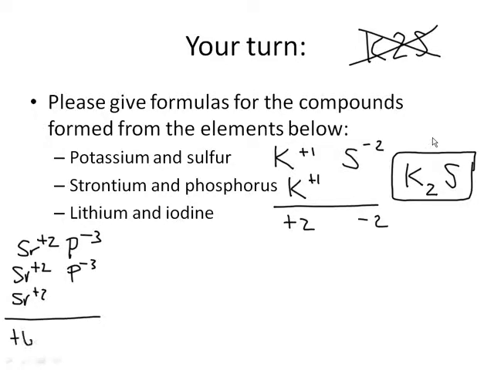This gives me plus 6. This gives me negative 6. Whole thing adds to 0. So my formula is 3 strontiums, right, my metal first, my nonmetal second, and 2 phosphorus.